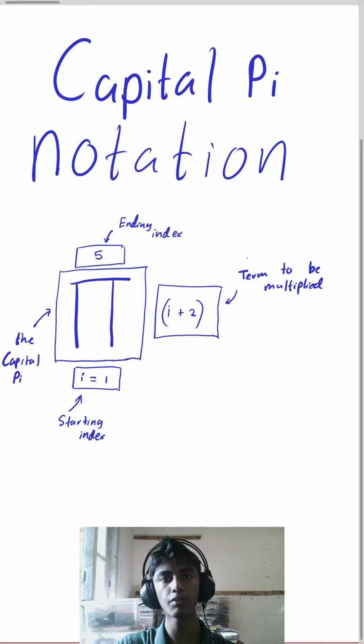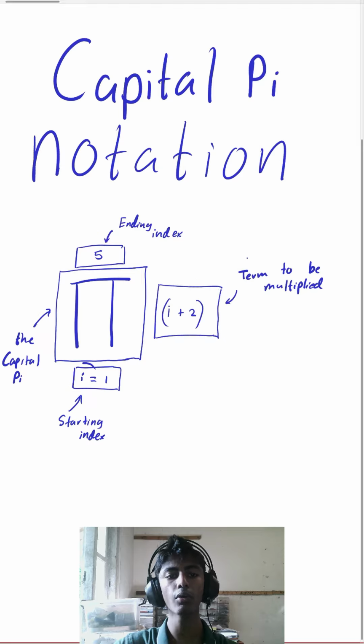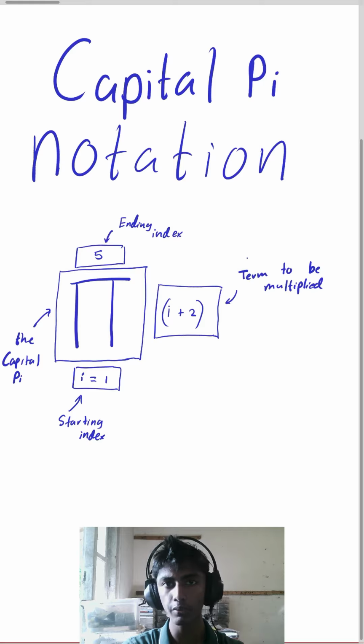For example, if we consider the pi notation that we have here, this pi notation is asking us to find the values of I plus 2 for the values of I starting from 1 up to 5. So basically, what happens to I plus 2 when I is equal to 1, when I is equal to 2, when I is equal to 3, when I is equal to 4, and finally when I is equal to 5. And then it's asking us to take all of those values of I plus 2 and multiply them together.